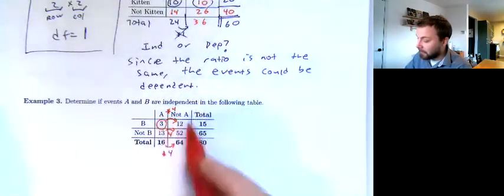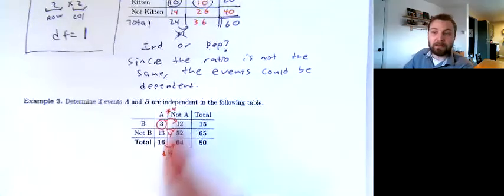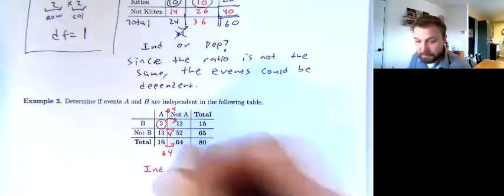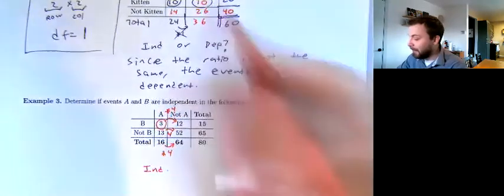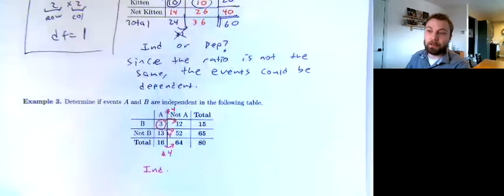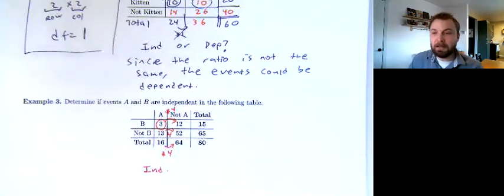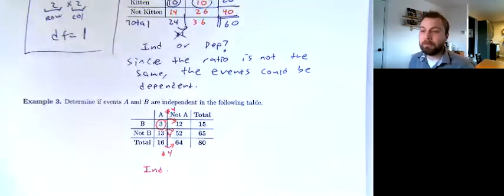So when I get something like this, when I can multiply the whole way down and it's the same multiplier, this is what it looks like if it's independent. Dependent, I get different multipliers going across. Independent, it's the same.